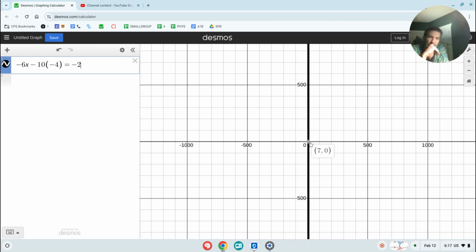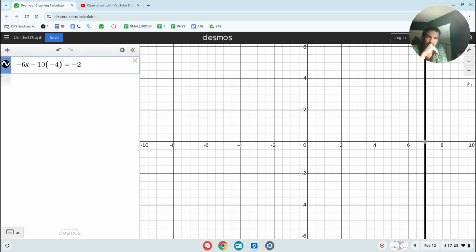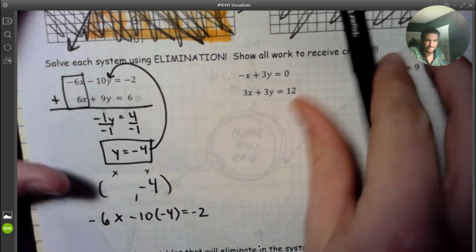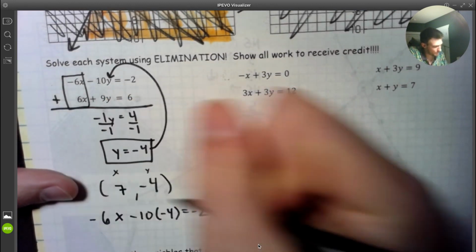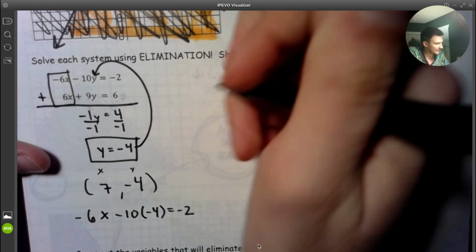Now, it looks kind of crazy here. Look how far I'm zoomed out. Let me hit the home button. Here we go. Positive 7. Sweet. Just going to jump straight into the next one.